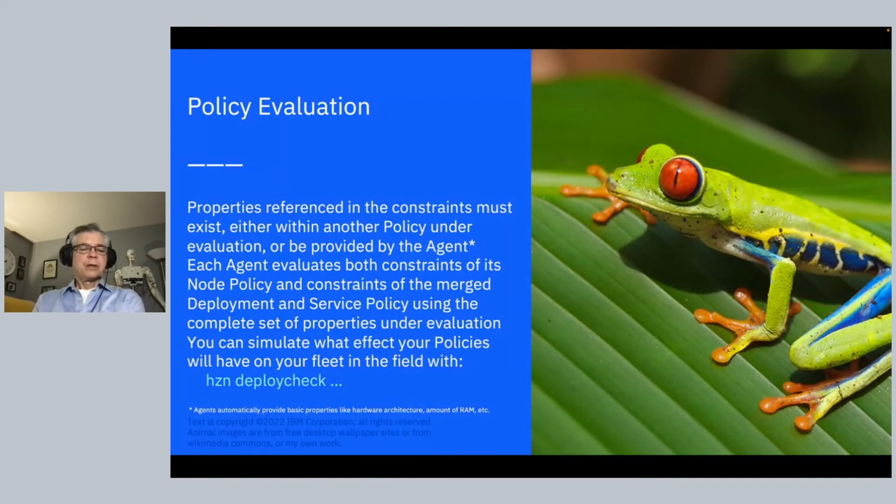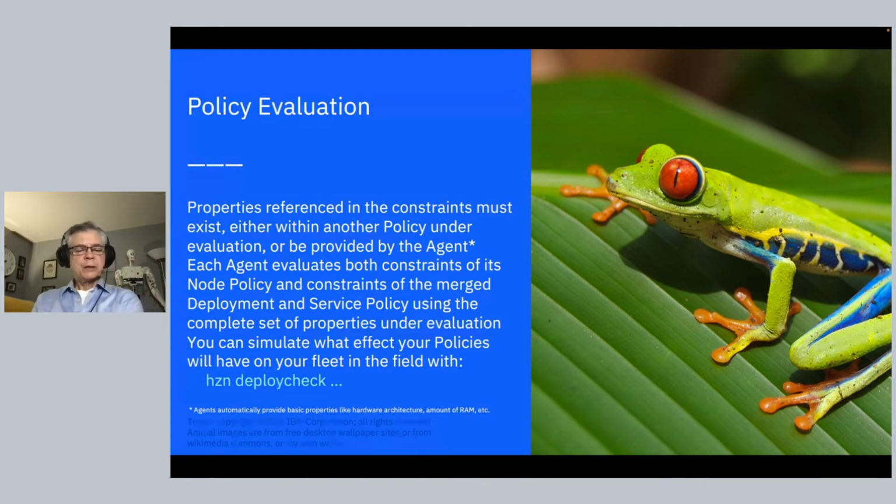So let's talk about policy evaluation. The properties referenced in the constraints must exist either within another policy under evaluation or be provided by the agent. And I put a little note there that the agent automatically provides some basic properties, like information about the hardware that the node has, like how much RAM it has, how many CPUs it has, that kind of thing. And then each agent evaluates both the constraints of its node policy and the constraints of the merged deployment and service policy, using the complete set of properties under evaluation from the node policy, the service policy, and the deployment policy.